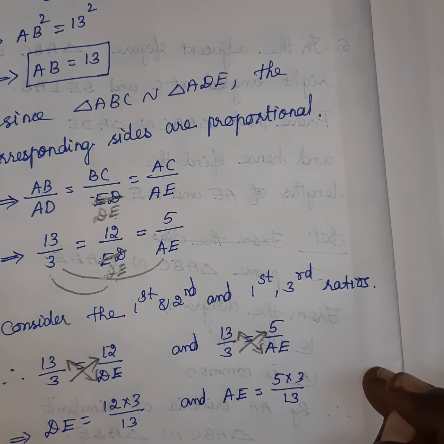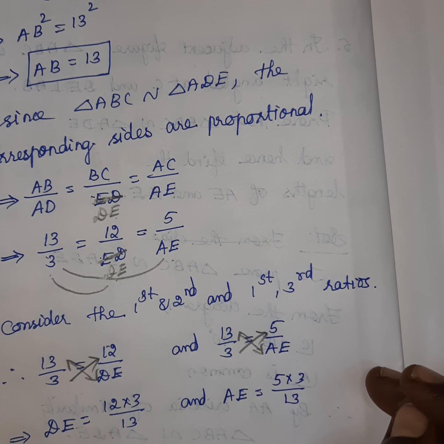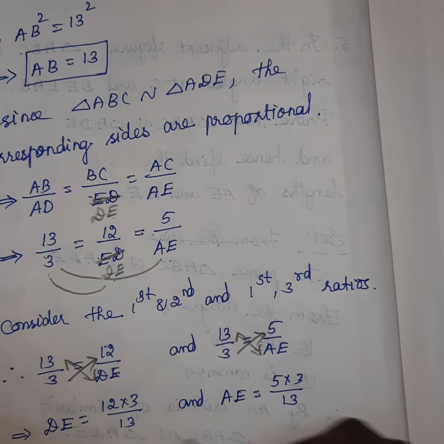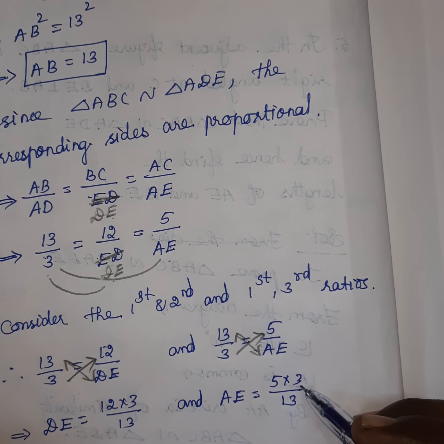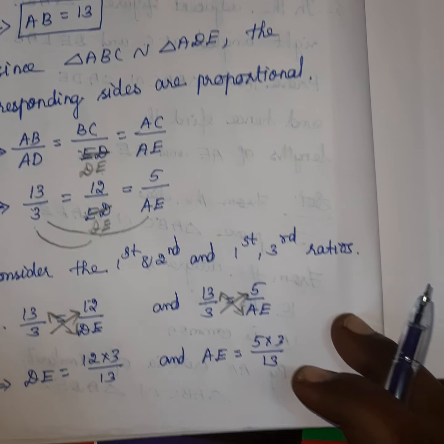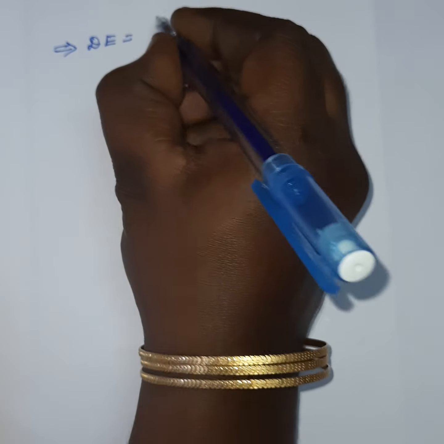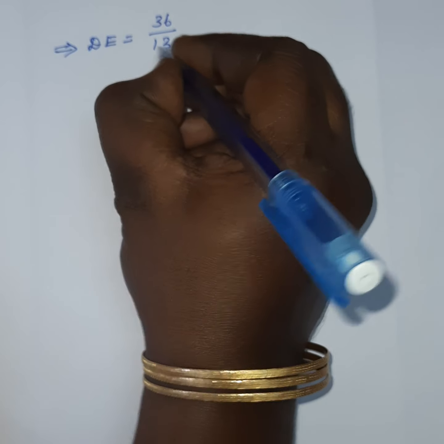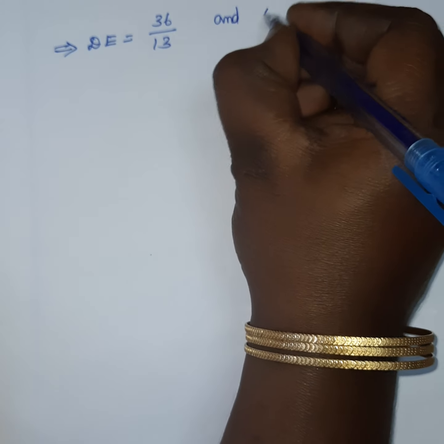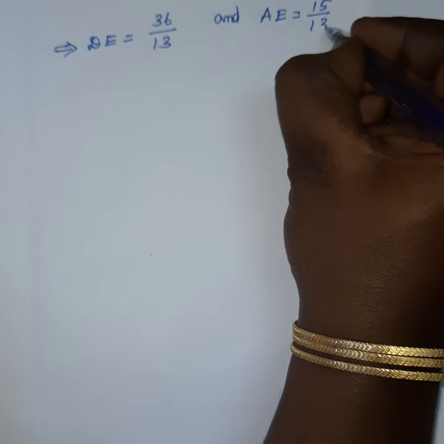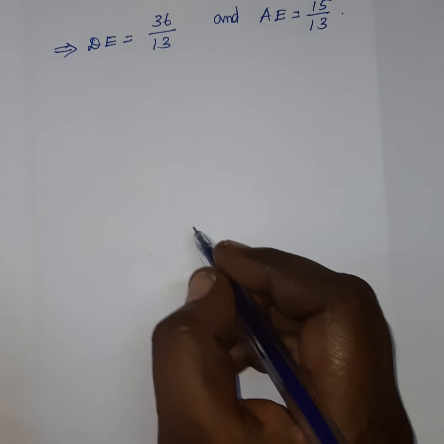Okay, so what are the values? We can multiply and write it. 12 3s are 36, so DE value is 36 by 13, and AE value, 5 3s are 15, so 15 by 13. Okay, so we can write DE equal to 36 divided by 13 and AE equal to 15 by 13. Okay, so we got the answers.